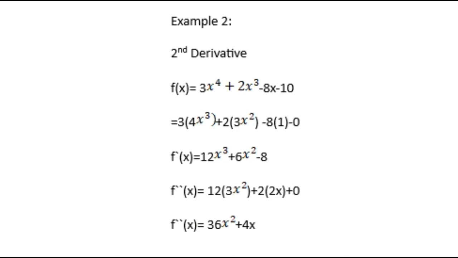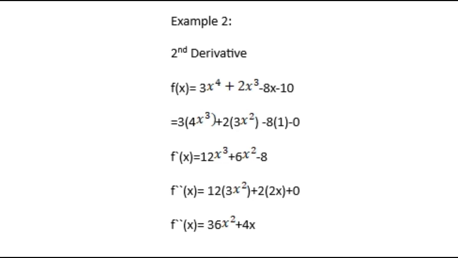So we will derive. f prime of x equals 3 times 4x cubed plus 2 times 3x squared minus 8 times 1 plus 0. And we all know that any number times 1 is the number itself. So f prime of x equals 12x cubed plus 6x squared minus 8. But we need the second derivative, so we will derive it again.